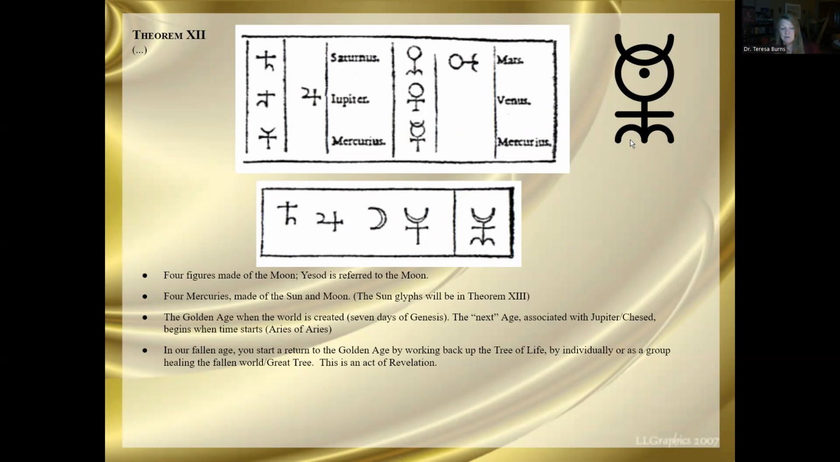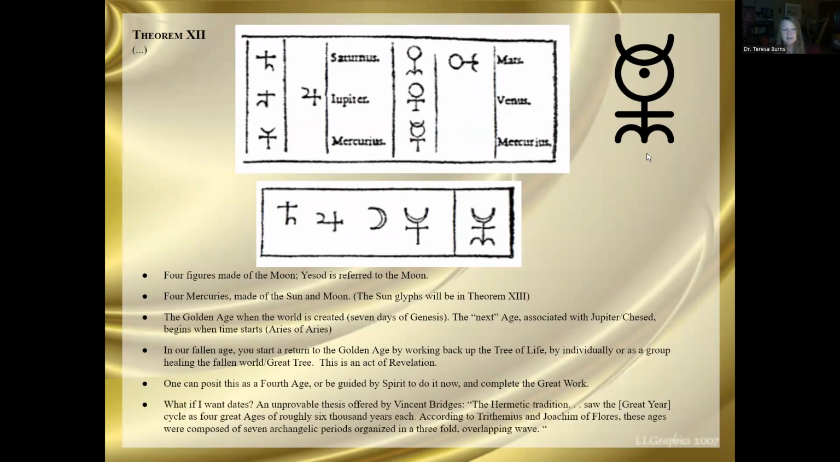So in the fallen age, you start a return to the golden age by working back up the tree of life, by individually or as a group healing the fallen world or the great tree. And that is an act of revelation, because you're going to be pondering these things, wanting direct communication. You can posit that as a fourth age or be guided by spirit to do it now and to complete the great work. That is the secret proposition here.